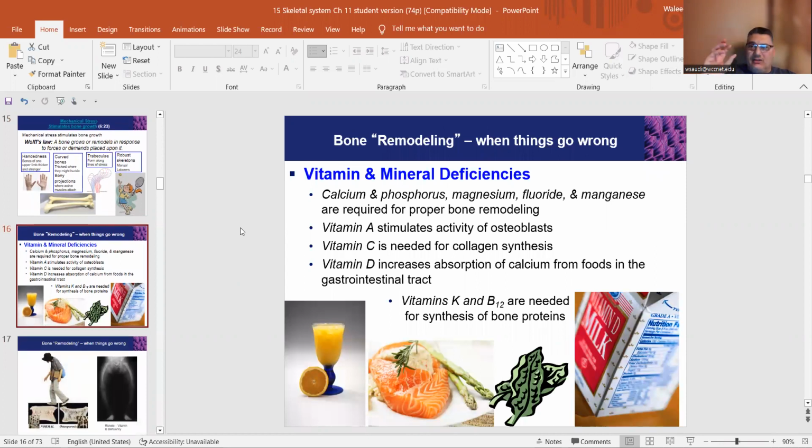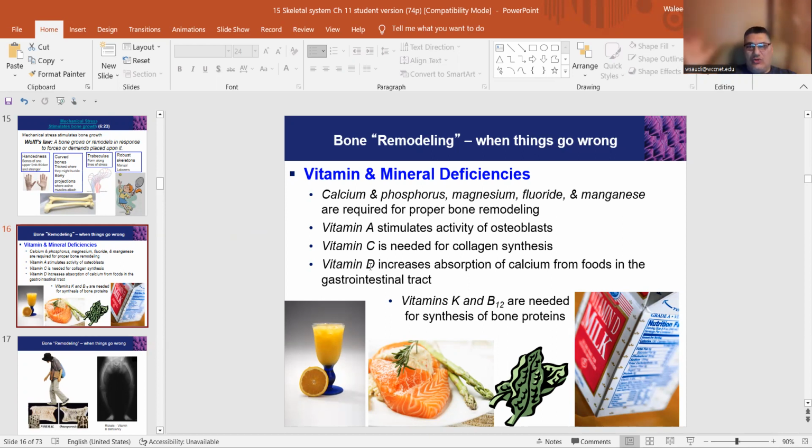In order to make all what I talked about so far, remember again, to be on track with me, the bone is cells and matrix. What's the matrix? Collagen and minerals, including calcium. In order for those to function, you need certain vitamins. You don't have to know the details, just know that we need vitamin A, C, and D.